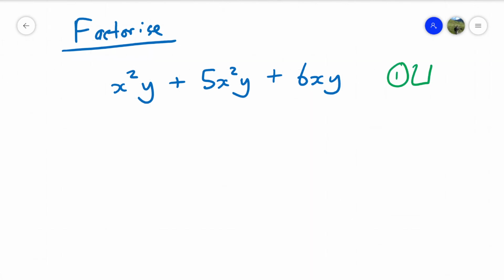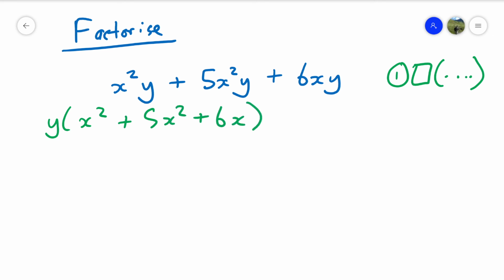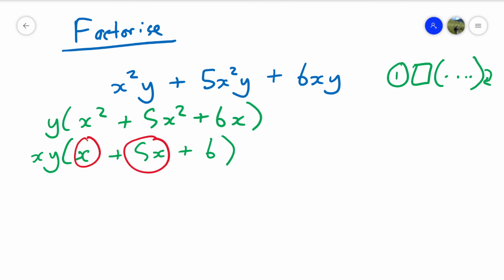What's the first thing? The first thing is we take something out. Oh, they've all got a y. And then we repeat. Is there anything else they've got in common? Oh, I missed it. They've also all got an x, so I could write xy, and that just leaves me with an x plus 5x plus 6. Here's the important thing. Oh, I didn't notice that. I could simplify. Oh, look, so that makes 6x. So I've now got xy, 6x plus 6.